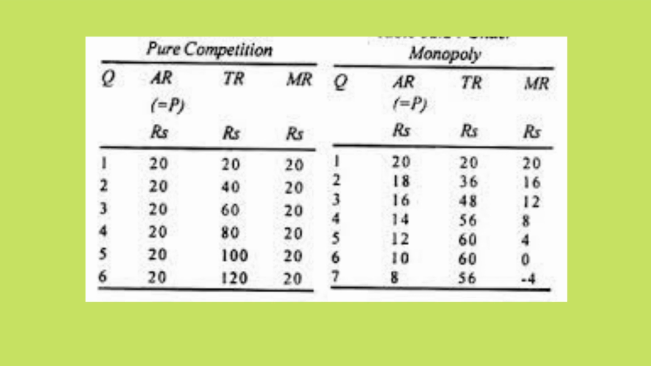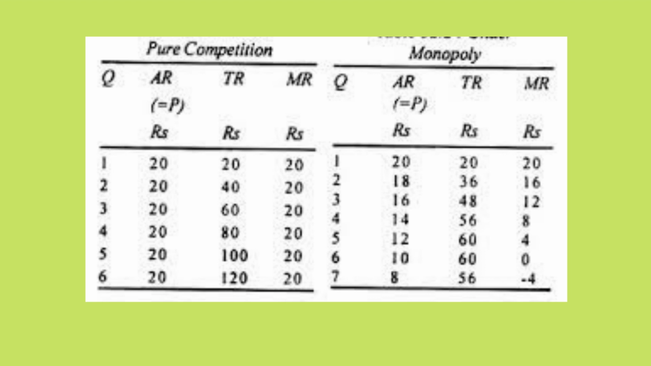So the first table is the pure competition market, which is also known as perfect competition market. In this market the price is constant. Why does the price remain constant? Because the firm is a price taker. The price remains constant here, and we know that average revenue is equal to the price. And how do we find the average revenue? Total revenue divided by the output. So since the price remains constant, the average revenue is also constant in this market.